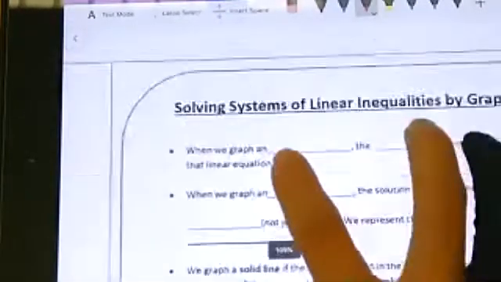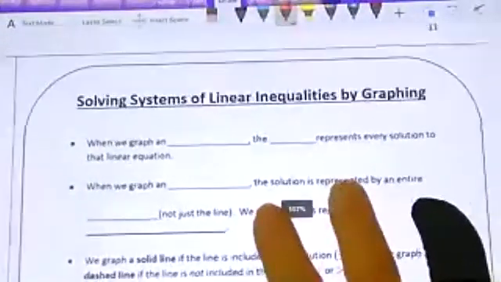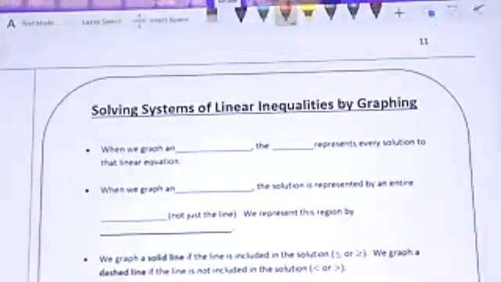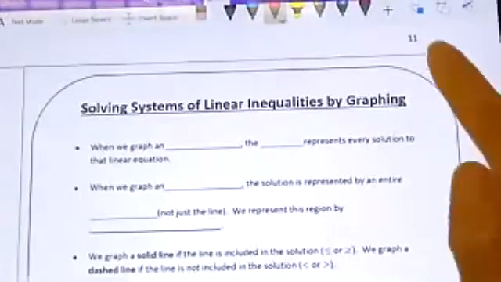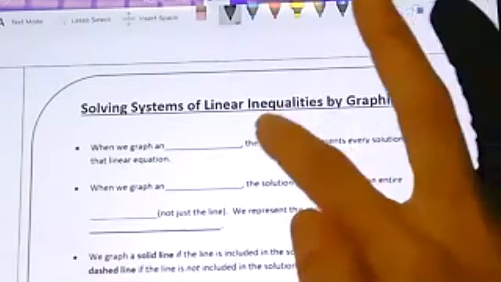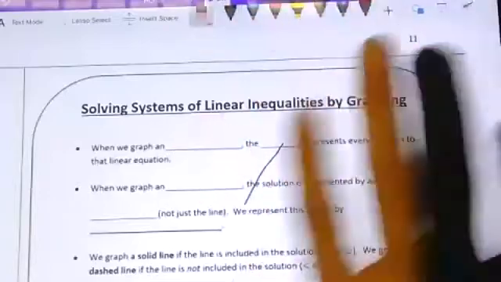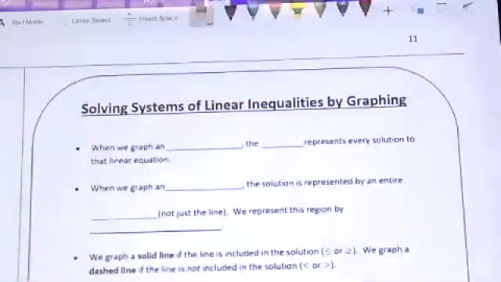So there it is. So this is our last notes for the chapter. So this is pages 11 and 12 in the notes. So we'll fill these in, you guys submit them today, and then this is the end of notes. Like I said, we will do a review assignment tomorrow on Delta Math.